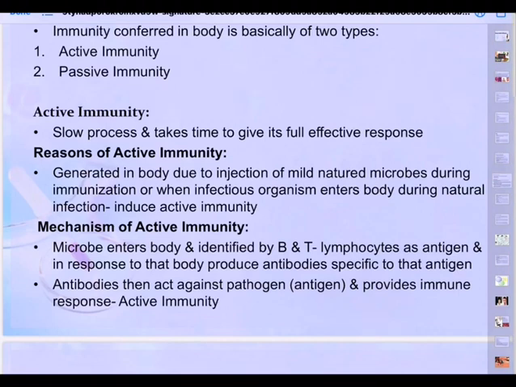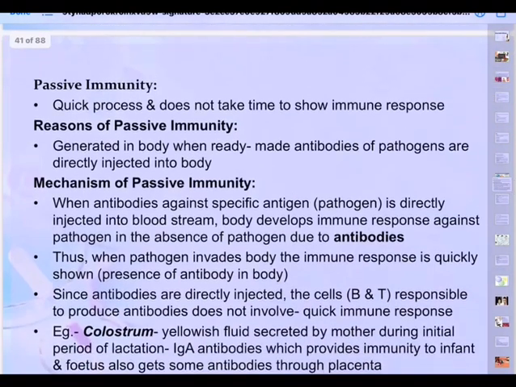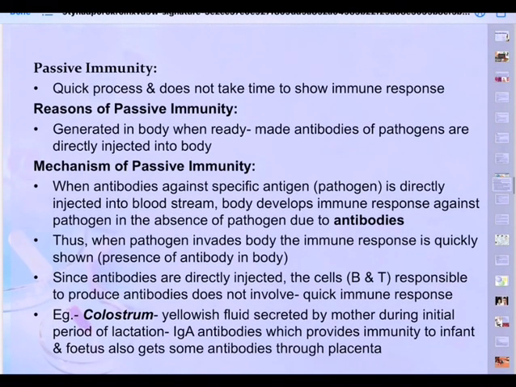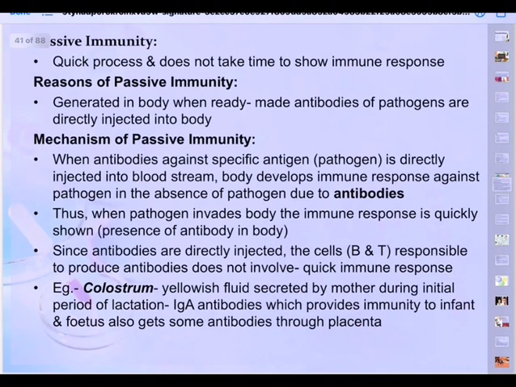So when it occurs the first time, it takes time. That's why we said active immunity is a slow process. It is the resistance induced after contact with foreign antigens or microbes. What about passive? Again, don't get misled by the word passive. Passive is a quick process because it is memory based. It does not take time to show immune response. Reasons: it is generated in the body when ready-made antibodies against pathogens are directly injected into the body.